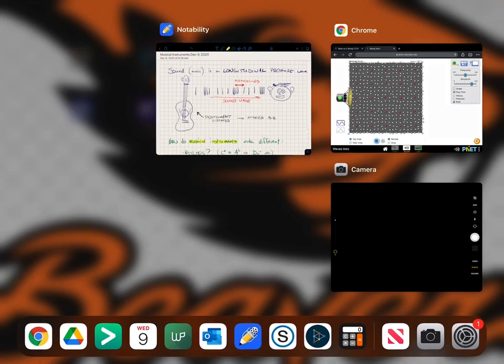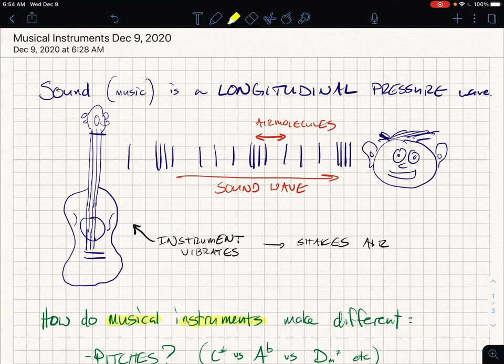And I've represented that here with these dashes. The sound itself is actually moving from the instrument over to your ear. That's an ear right there. But the air molecules themselves are just wiggling back and forth and back and forth. So regardless of what type of musical instrument it is, the big idea is that something on the instrument is vibrating, and that vibrating part of the instrument shakes the air back and forth.